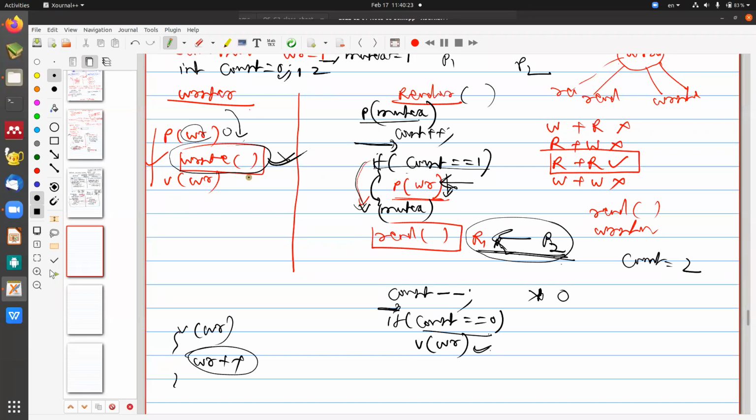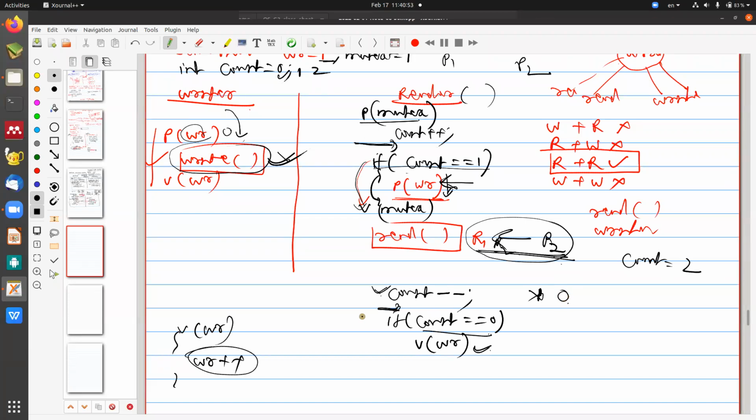Sir, I have one doubt here. After count minus minus for R1, count becoming 1, then context switching is happening. Sir, what is happening during context switching? During the context switching, the CPU changes from R1 to R2. Okay. R2 has also finished its read operation. He wants to come out. When he comes out, he again executes this count minus minus. So count has now reached 0.